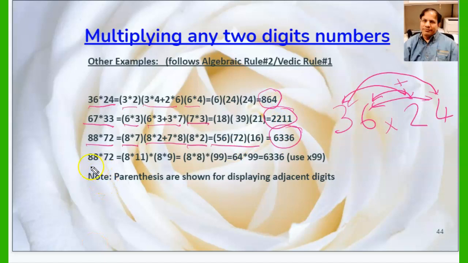6336. We can also give one more example, 88 times 72. And of course, we could do it in a different format by splitting the 88 as 8 times 11, and then we can write 8 times 9 for 72. And so if you know the multiplication table, then we can say 8 times 8 is 64, and 11 times 9 is 99. And there is another rule that's coming up by which you can get the answer 6336.